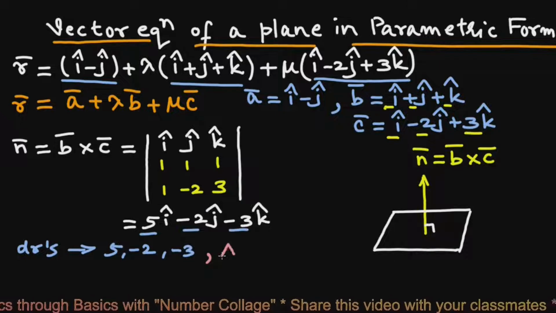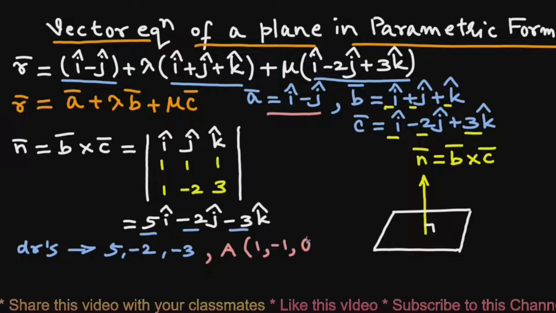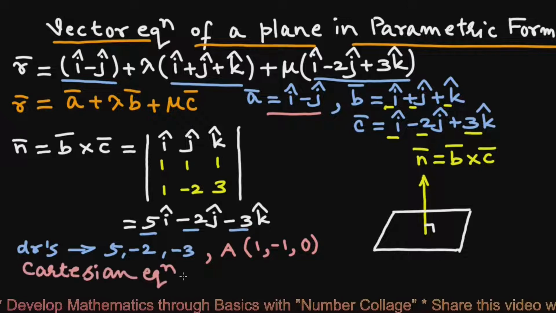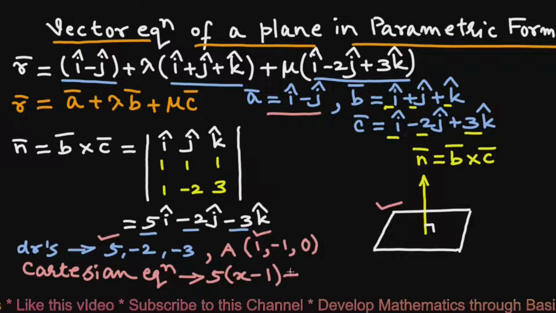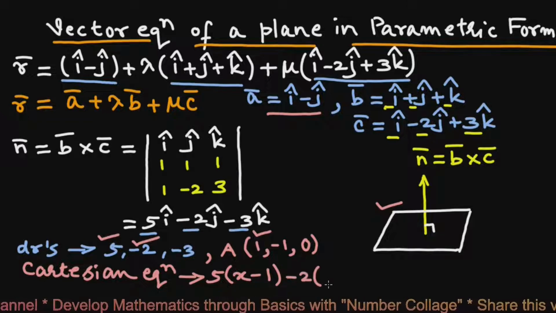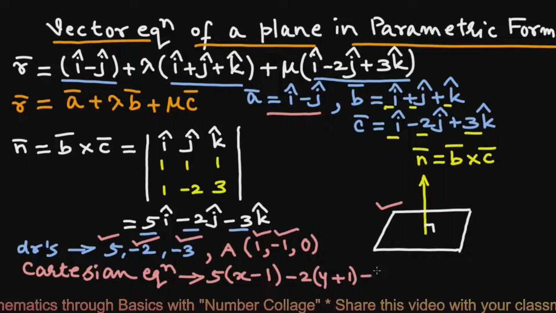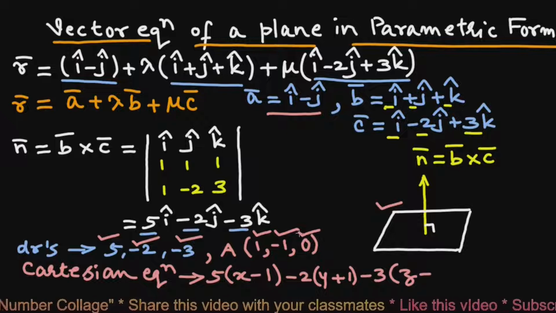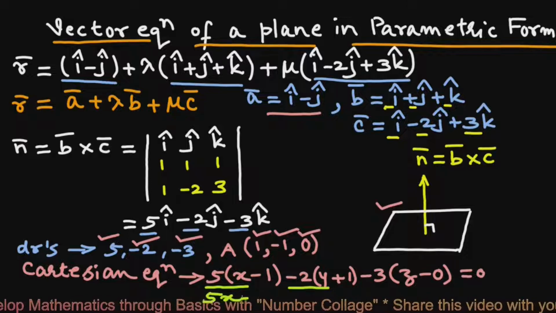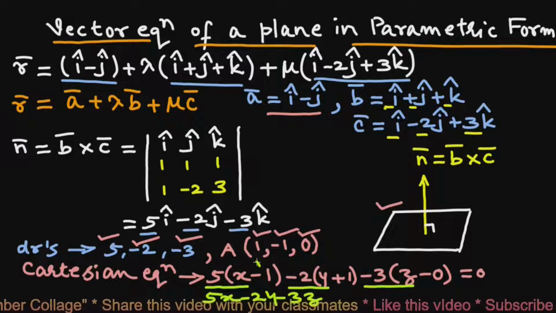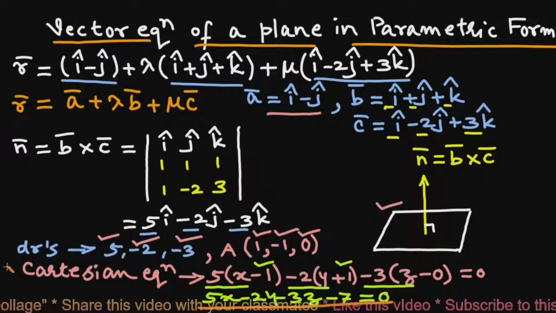Since the plane passes through point A, whose coordinates from this vector A bar will be 1, minus 1, 0, the Cartesian equation of this plane will be a into (x minus x1), that is 1, plus b, that is minus 2, into (y minus minus 1), that is y plus 1, plus c, that is minus 3, into (z minus 0) equals 0, which after simplification will be 5x minus 2y minus 3z minus 5 minus 2 minus 7 equals 0, the required Cartesian equation of this plane.